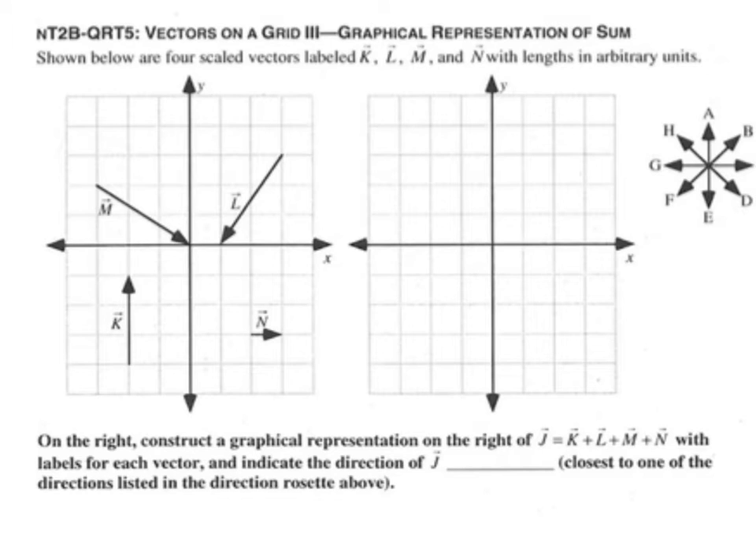Test 1, Sample Question 2. Shown below are 4 scaled vectors labeled k, l, m, and n with lengths in arbitrary units. On the right, construct a graphical representation of j, which is k plus l plus m plus n, the labels for each vector, and indicate the direction of j using the rosetta at the right.